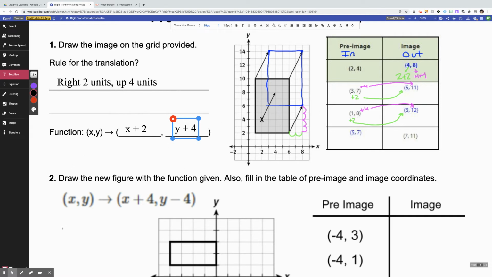Okay, give me a sec to scroll and clear my screen off, and then I'm going to do another example for you like this, and then I'm going to have you try one on your own.